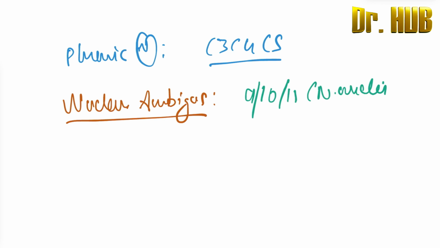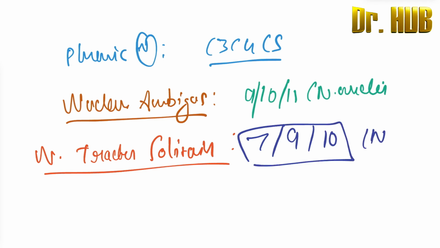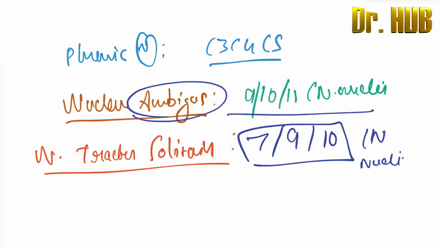Then comes the nucleus tractus solitarius. So nucleus tractus solitarius, it involves the 7, 9 and 10 cranial nerve nuclei. Whereas nucleus ambiguus, it involved the 9, 10, 11 cranial nuclei. Nucleus tractus solitarius, it's 7, 9 and then 10.